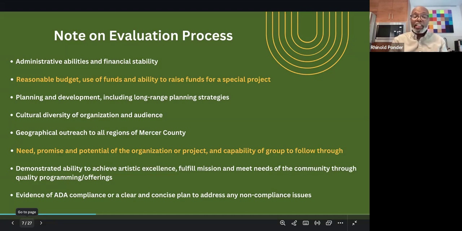The reviewers are also looking for need, promise, and potential of the organization or project, and the capability of the group to follow through. And just to reiterate, the capability to follow through is one of the reasons you don't want to show a deficit.